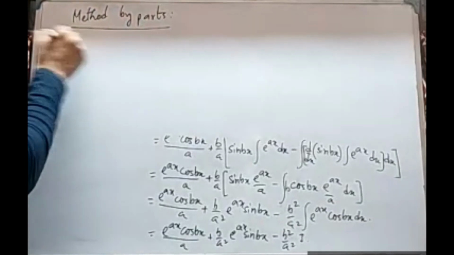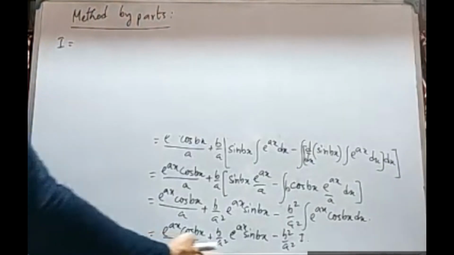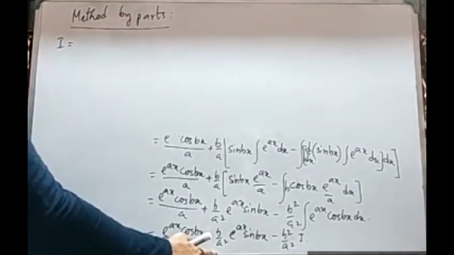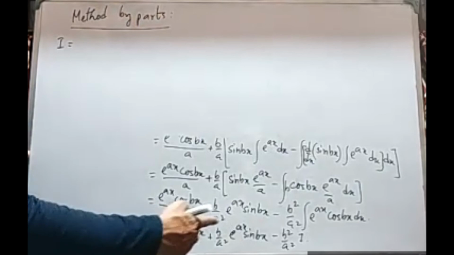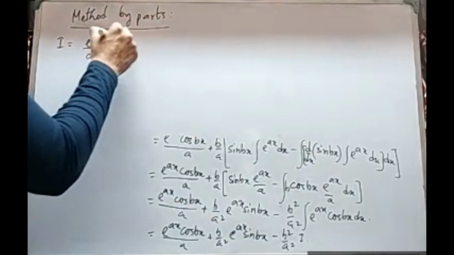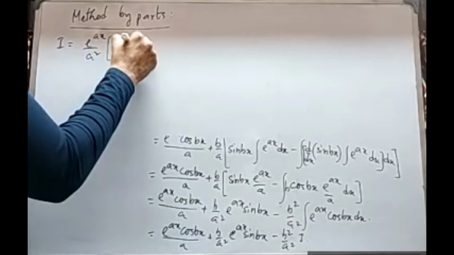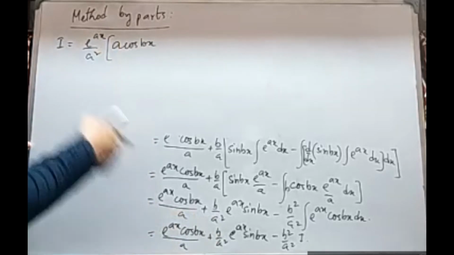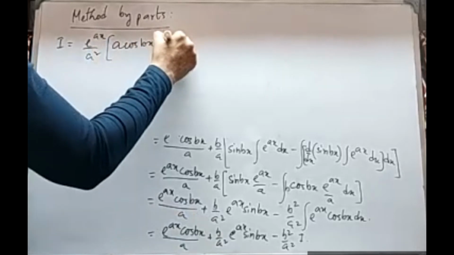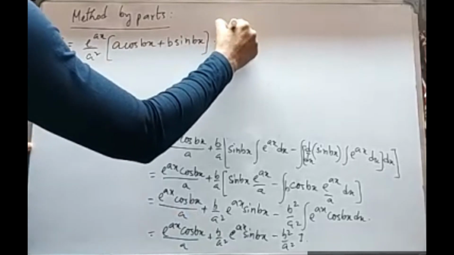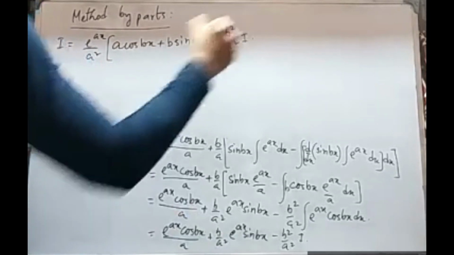So I can be written as, see this line, we are taking 1 by a square common from the first two terms. 1 by a square common, e to the power ax is also there. So e to the power ax by a square, this we are taking common. We are having a cos bx. Since a is here, so after taking a square common, it should be a cos bx plus b sin bx, and minus b square by a square into I.